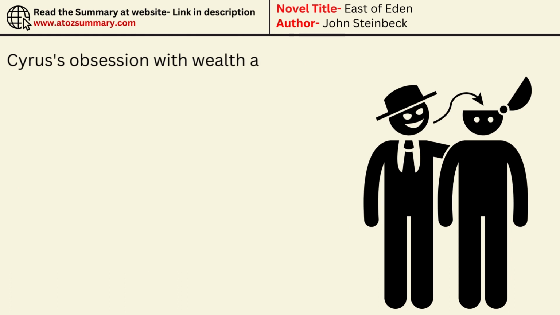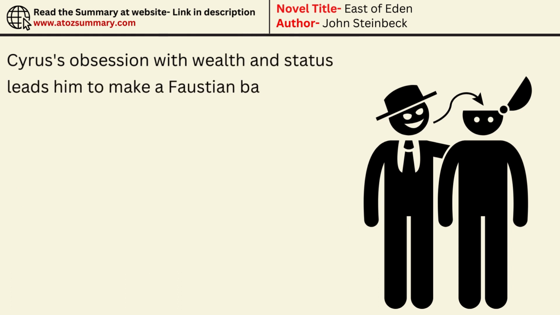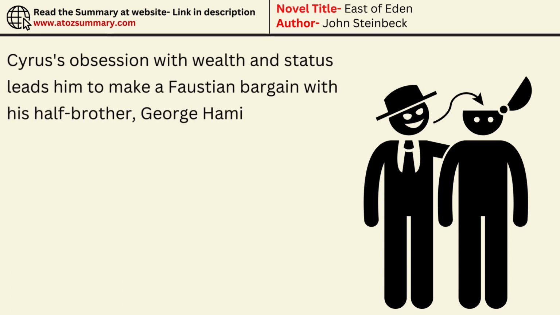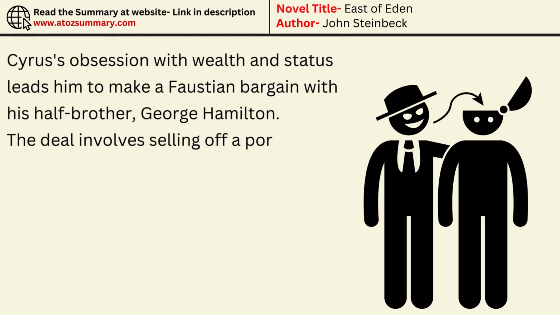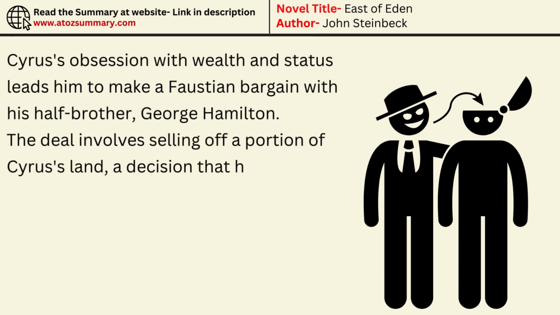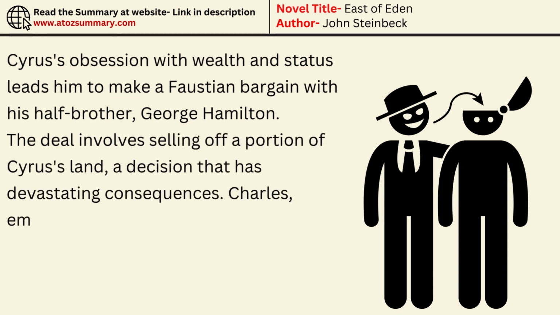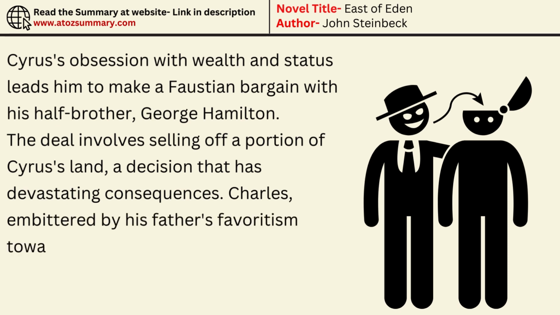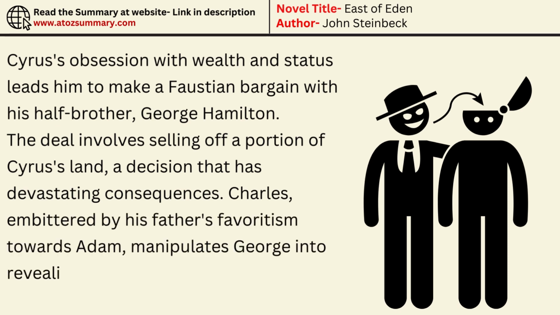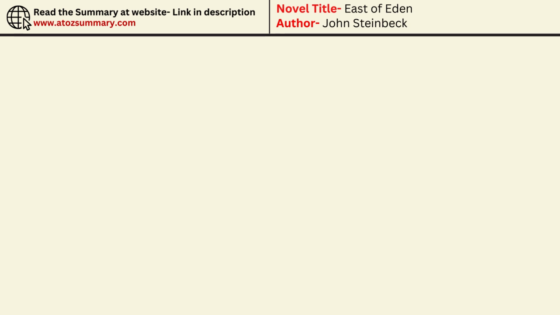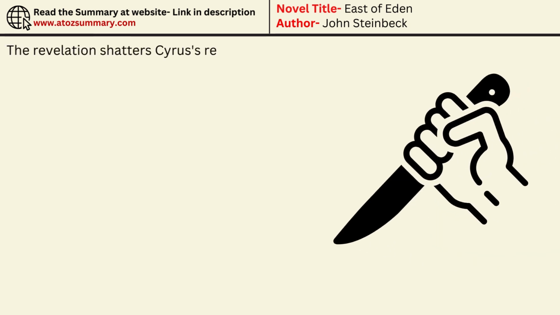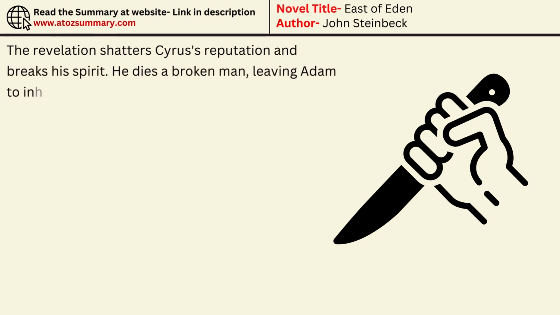Cyrus's obsession with wealth and status leads him to make a Faustian bargain with his half-brother, George Hamilton. The deal involves selling off a portion of Cyrus's land, a decision that has devastating consequences. Charles, embittered by his father's favoritism towards Adam, manipulates George into revealing Cyrus's secret illegitimate birth. The revelation shatters Cyrus's reputation and breaks his spirit. He dies a broken man, leaving Adam to inherit his troubled legacy.